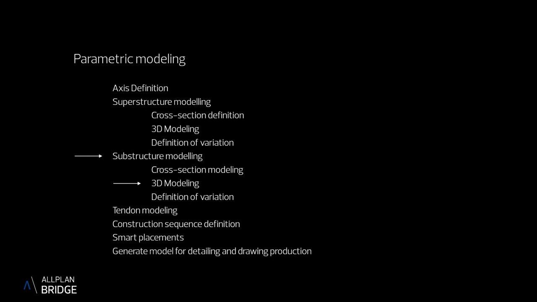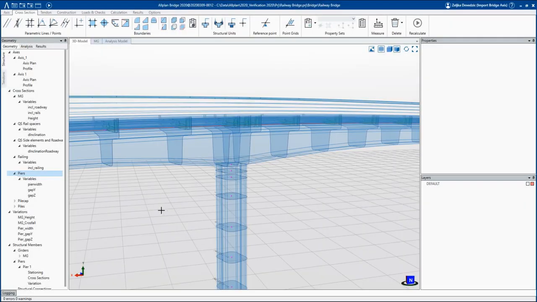Since the 3D modeling of the substructure elements is done, we can start with the definition of the variation tables for the substructure elements.